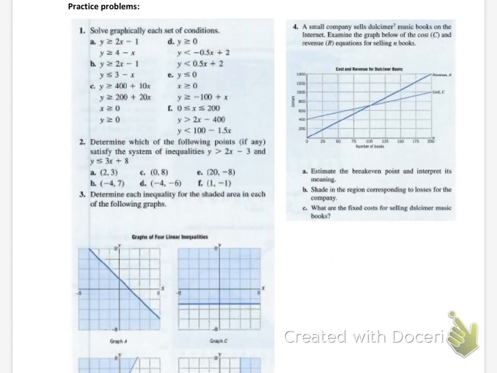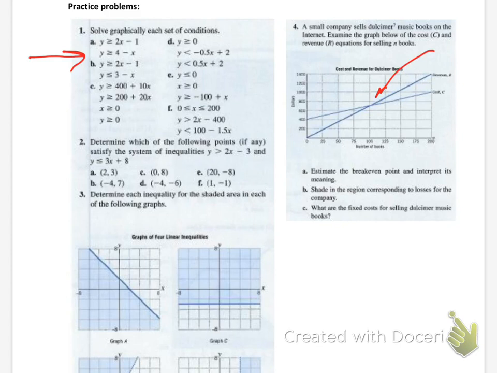Okay, here's a page of nice practice problems to do. I see that I have a break-even situation going on here. I have inequalities here that I can look at graphically. They want me to solve these graphically, so I'm going to need to graph them. Now, a point about graphing. It's an inequality, so it says, for example, for A, y is greater than or equal to 2x minus 1.